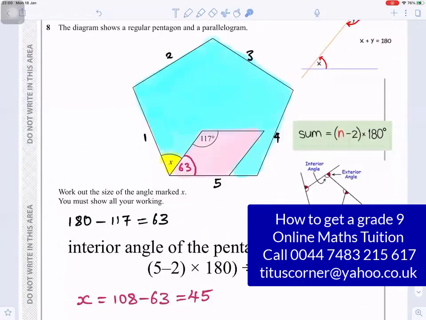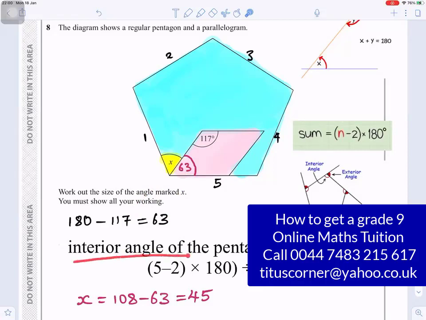So what we do is we look at, we see that C shape. So 180 minus 117, it gives us 63.